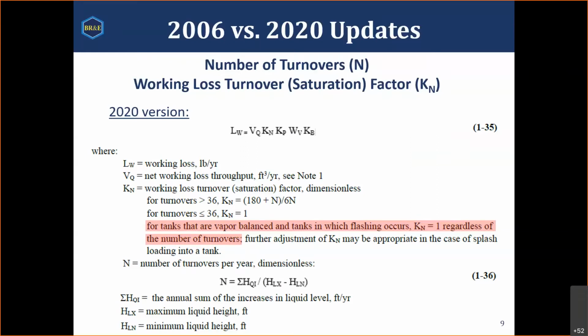So if you had a KN of 0.3 and now you have a KN of 1, that's a very significant difference between those. So that's one piece that I've seen make a really big impact on the emission numbers. If you had a relatively low number of turnovers or had small tanks with low throughput, probably not as much of an issue, but it can be a very big change.